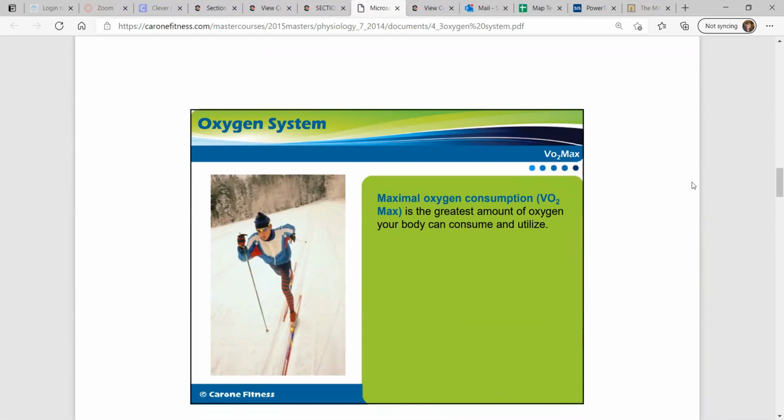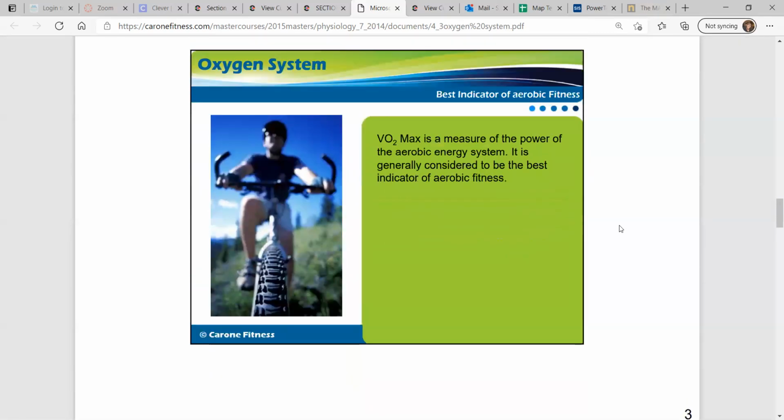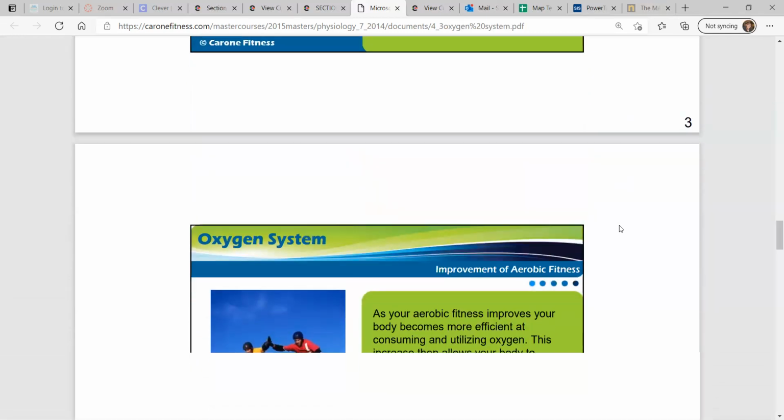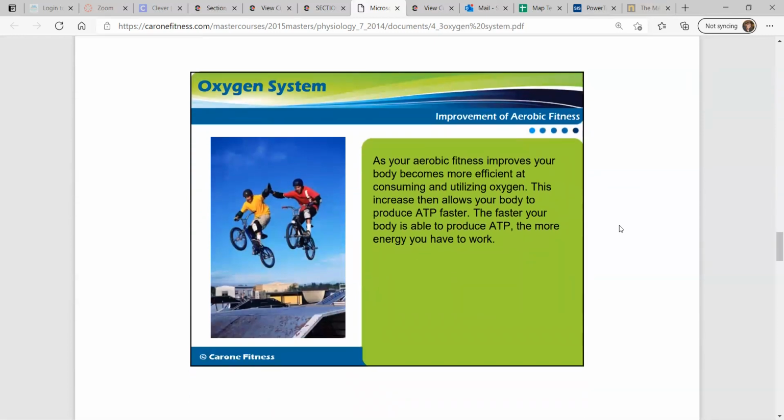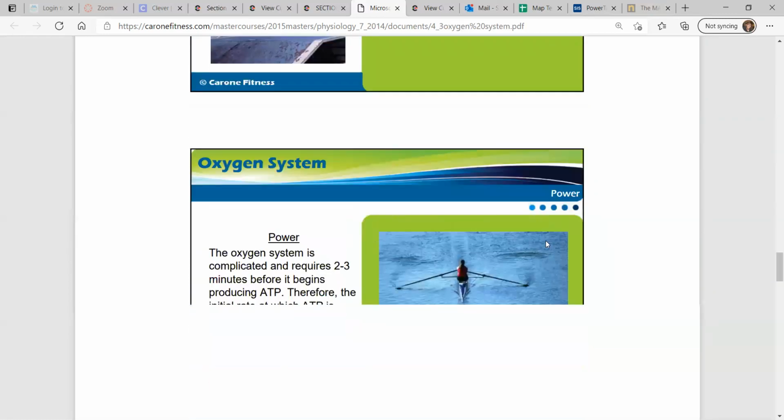Maximal oxygen consumption, or VO2 max, is the greatest amount of oxygen your body can consume and utilize. This is a measure of the power of your aerobic energy system. It is generally considered to be the best indicator of aerobic fitness. As your aerobic fitness improves, your body becomes more efficient at consuming and utilizing oxygen. This increase then allows your body to produce ATP faster. The faster your body is able to produce ATP, the more energy you have to work.